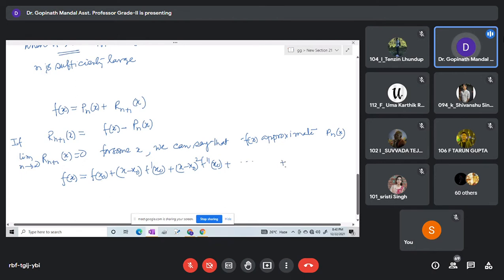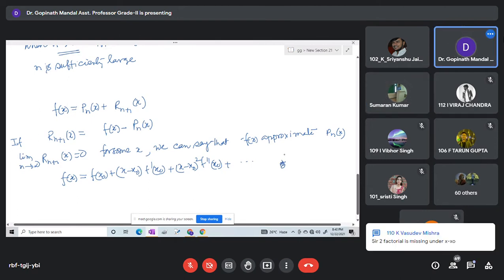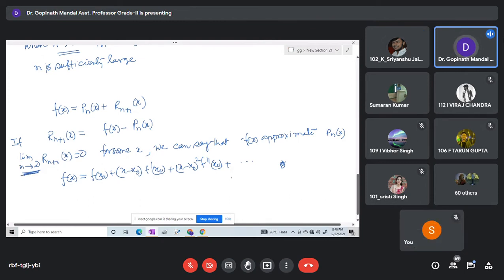And the last term will be (x minus x0) to the power n upon n factorial. Actually, we take n tends to infinity, so the remainder will be 0.